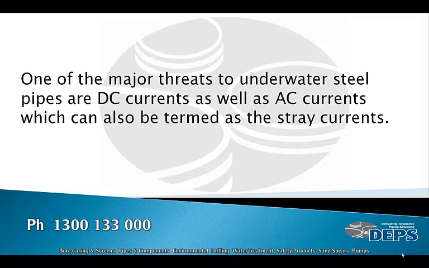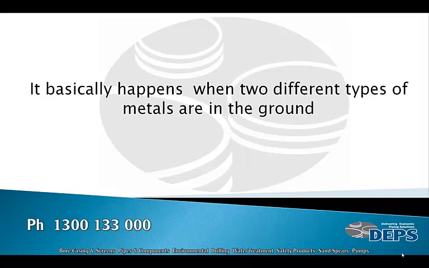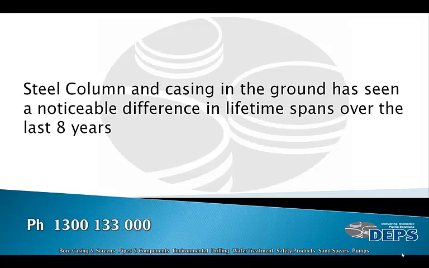One of the major threats to underground steel pipes are DC currents as well as AC currents, which can also be termed as stray currents. This is caused by immersion of steel pipes in a conductive medium. It basically happens when two different types of metals are in the ground, especially if they are at opposite ends of the galvanic scale.